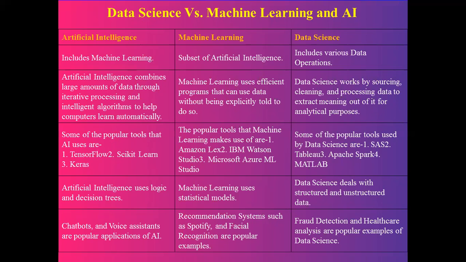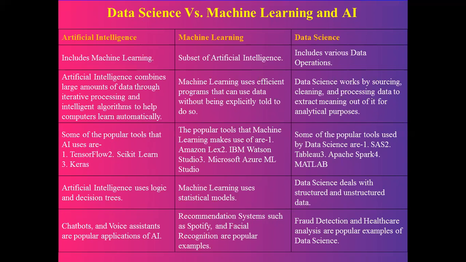Next one is data science. Data science works by sourcing, cleaning, and processing data to extract meaning out of it for analytical purpose. To analyze data, data science will perform some operations on that data. It will process that data to extract meaningful information from that data.